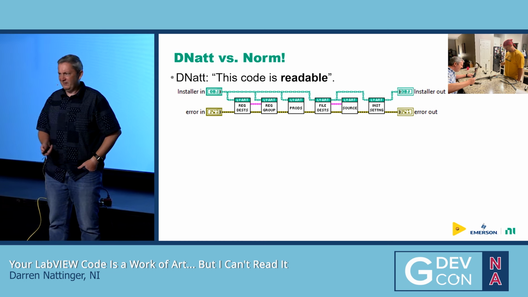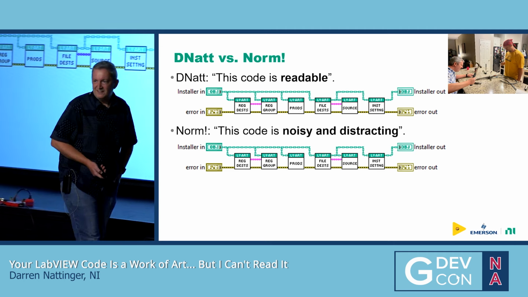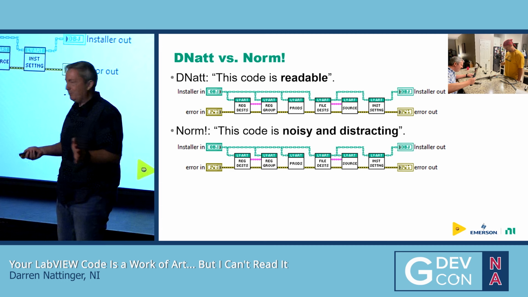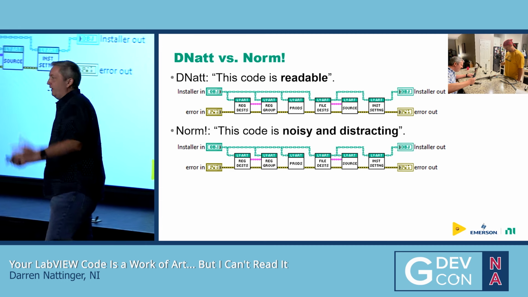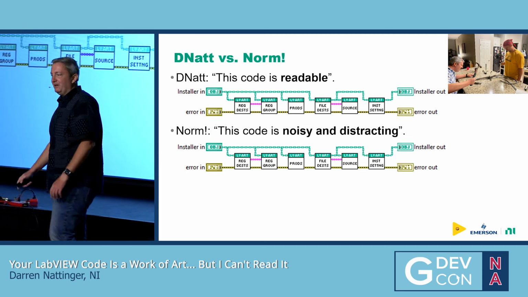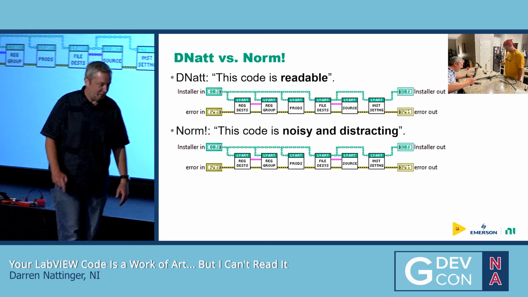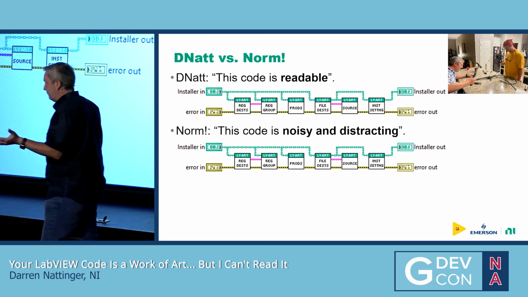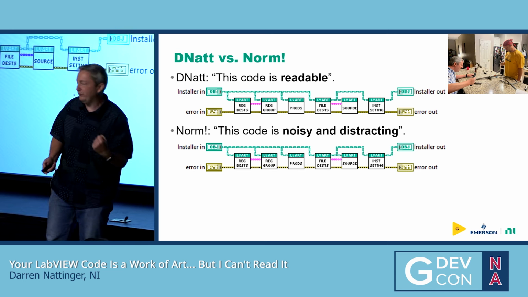And Norm says, "That code's not readable. That code's noisy and distracting. Look at those wire bins. I can't focus on what your code's doing because you've got all those wire bins there." And I was like, well, crap. I've already told GDevCon I'm going to give a presentation on readability, and now Norm's telling me my idea is terrible. I think it's readable. Norm thinks it's noisy and distracting. I need to seek some wisdom.